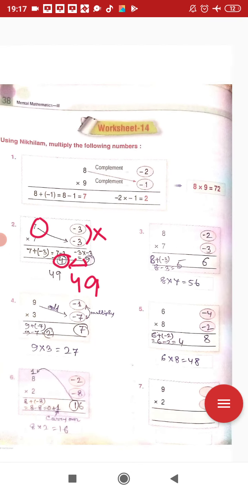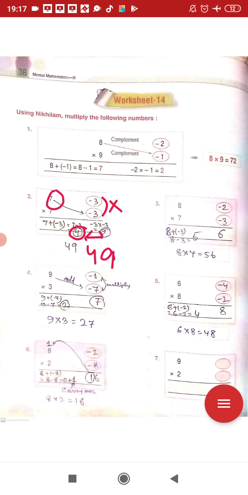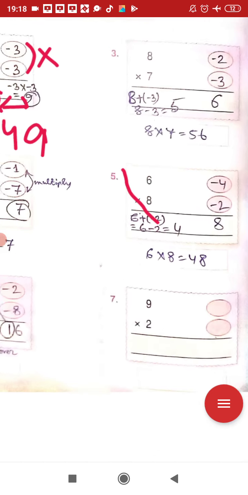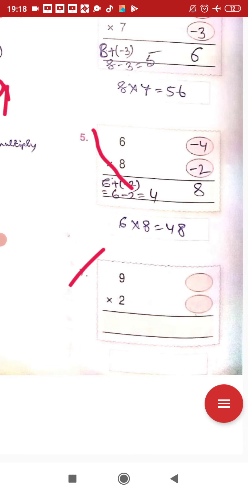Clear? Not clear? Okay, let's solve another problem, that is 7, this one. What is the complement of 9? The complement of 9 is minus 1. The complement of 2 is minus 8. How to get NIKHILAM or complement? You know that by subtracting the single digit number from 10, we will get the NIKHILAM. And that negative sign should be put. So minus 1, minus 8.